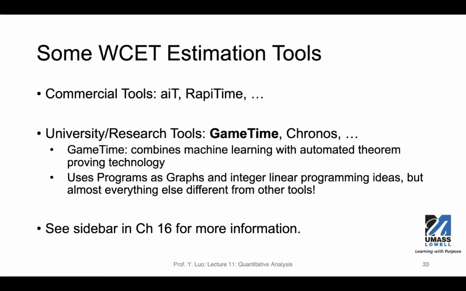There are some worst case execution time estimation tools. There are commercial tools and also research tools. Some tools, for example GameTime, combine machine learning with automated theorem proving technology to give you high fidelity of the estimation. Also, they use graphs and the integer linear programming ideas we talked about. We'll not go into a lot of details here.